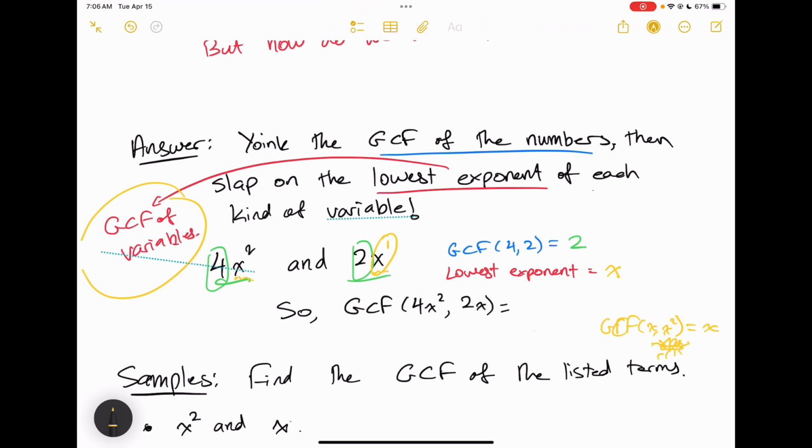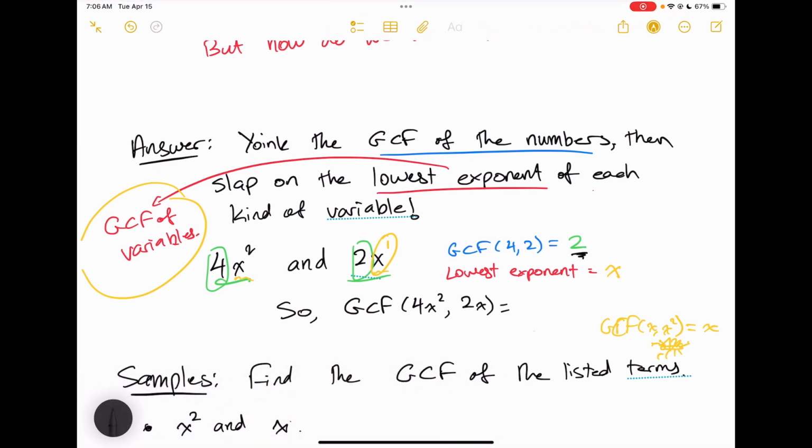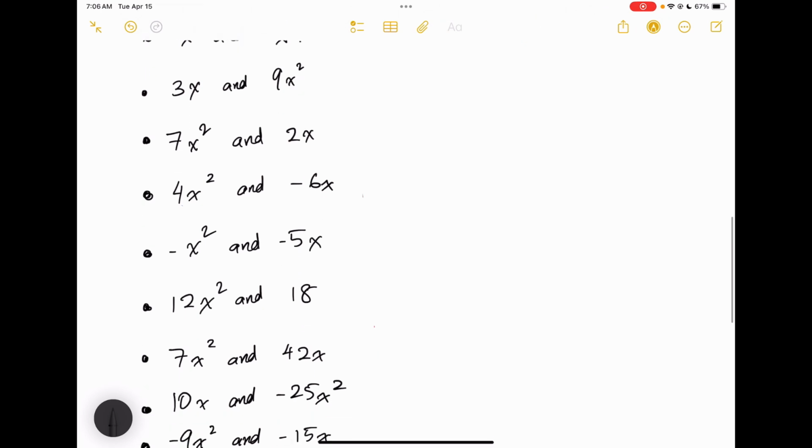So in that case, it's nothing more than the GCF of the numbers and the GCF of the variables multiplied together. The GCF of the numbers we found to be 2. The GCF of the variables we found to be x. Okay? Nice and simple. Let's start expanding that.